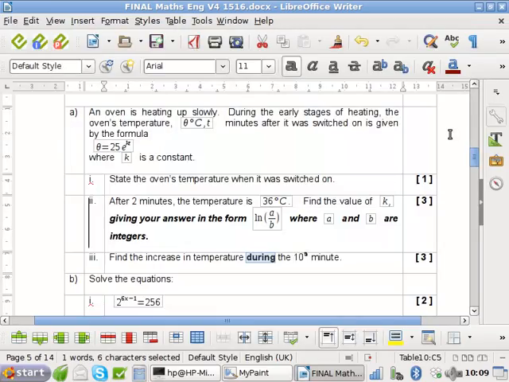Now the reason is, because they asked for the increase during the 10th minute.